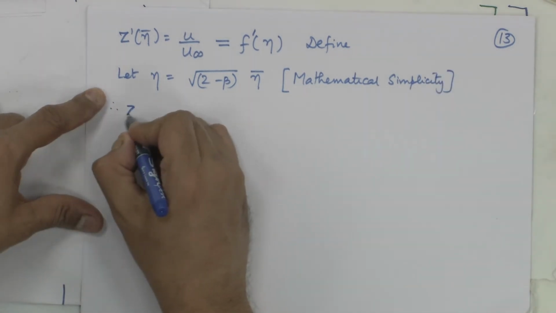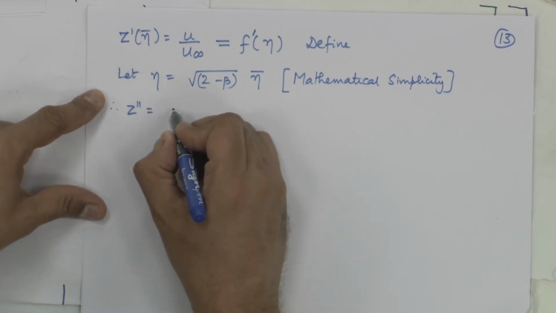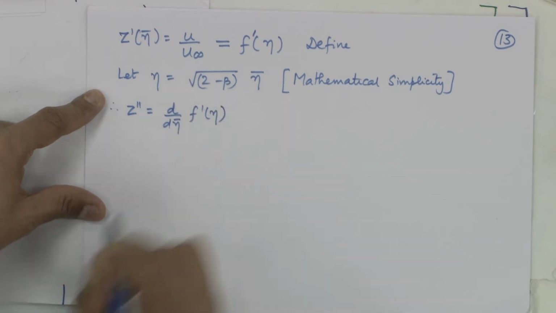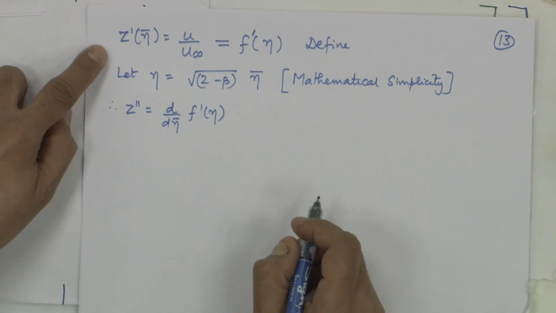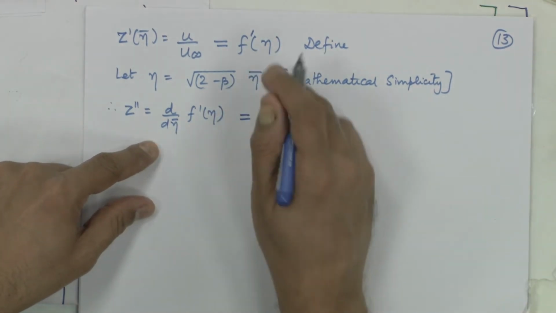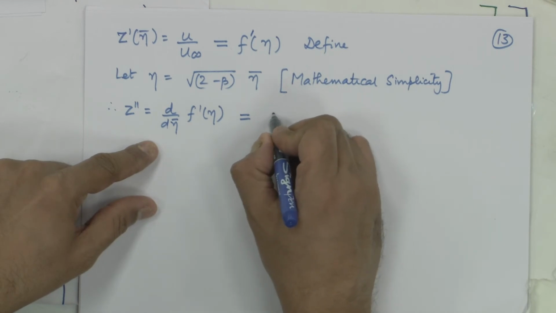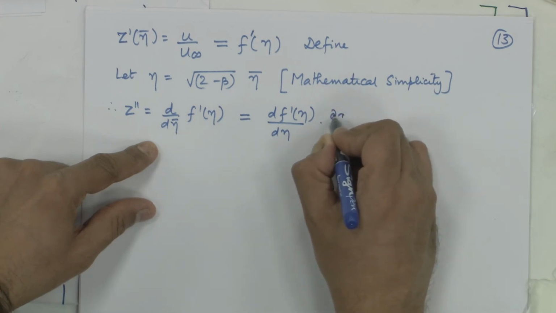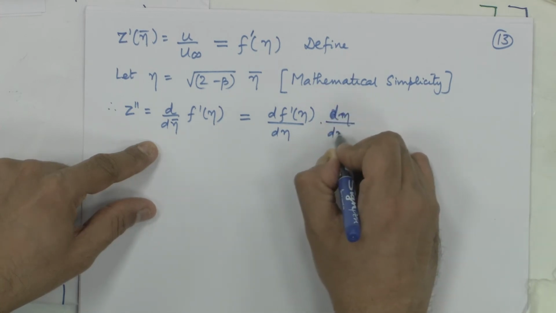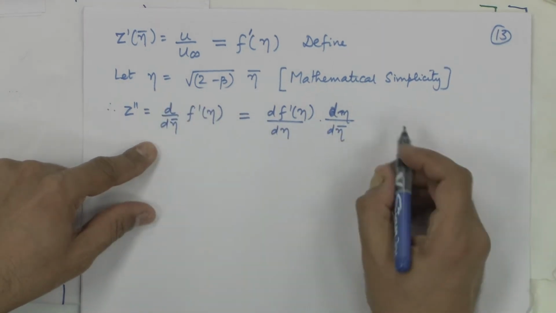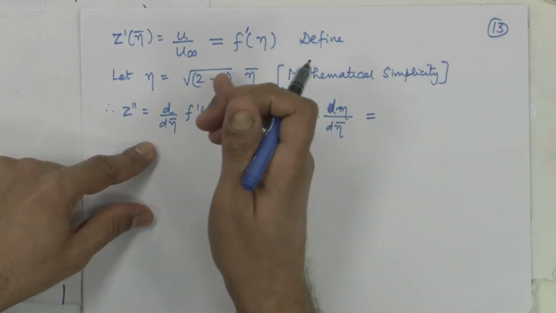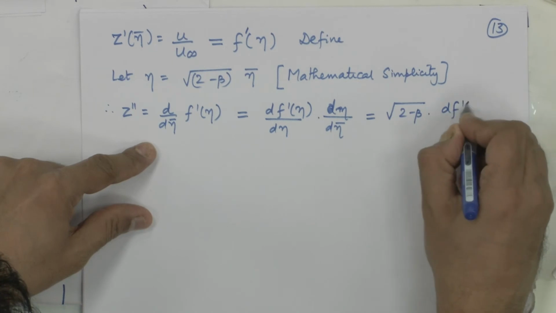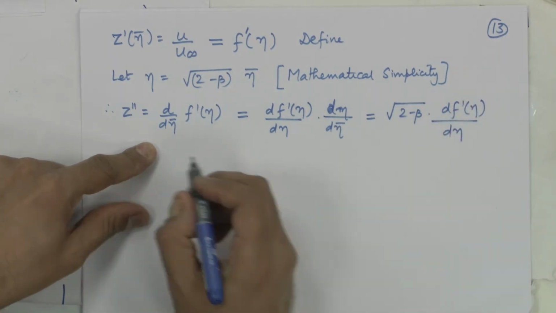Therefore, z double prime is equal to d by d eta bar of this. Correct? Second derivative is the same as the second derivative of this, just that this is with a new variable. So, I will write this as df prime of eta by d eta, times d eta divided by d eta bar, because this is only related this way, which gives me under root 2 minus beta df prime of eta divided by d eta. So, what does this tell me?